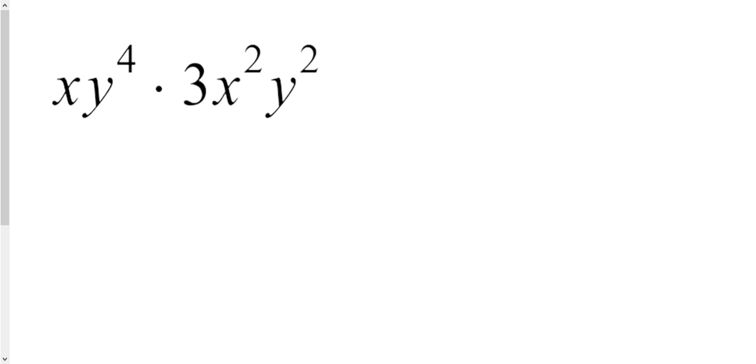According to the product rule, when I have two things with the same base, for instance in this problem, the x's, and those bases are being multiplied, I am allowed to add the exponent powers. This x has a 1, so 1 plus 2. Our final answer for this one would end up having an x to the third power.